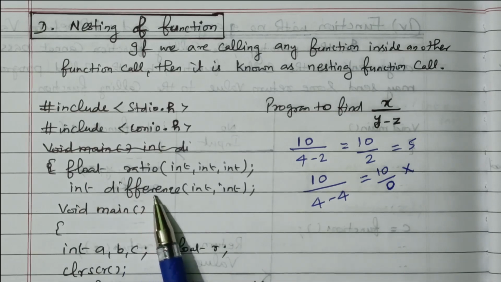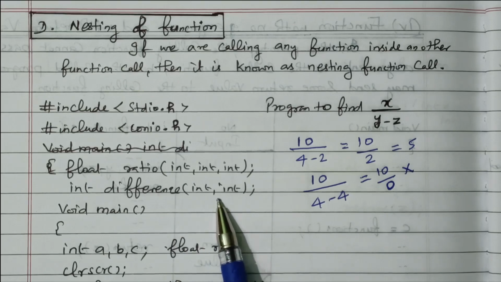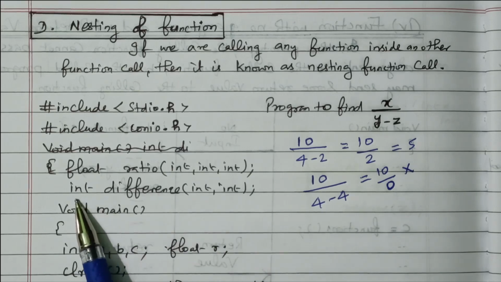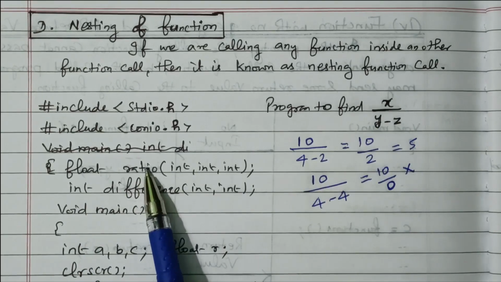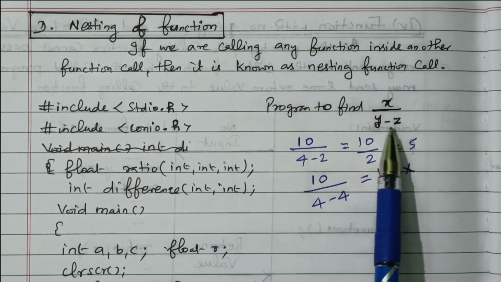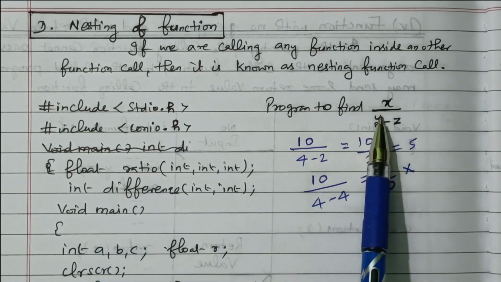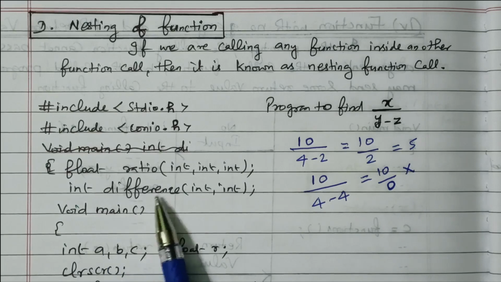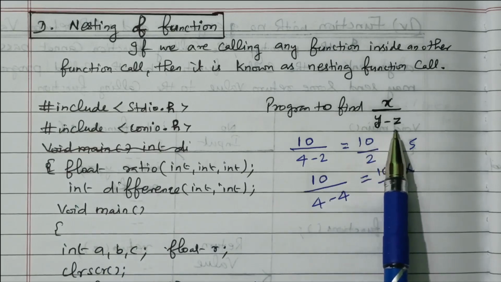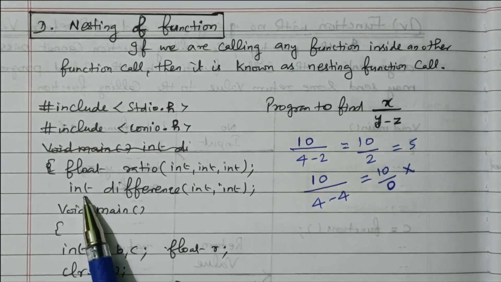And one more function is there, difference. Function name is difference. We are passing two variables, and it will return an integer variable as a return type. So these three variables are nothing but x, y, z, for the ratio. In order to calculate x divided by y minus z, we need three variables. The answer is floating point because divide is there, so it may be a decimal point. This difference is used to find the difference between these two, so we need two variables and it returns one integer type variable.